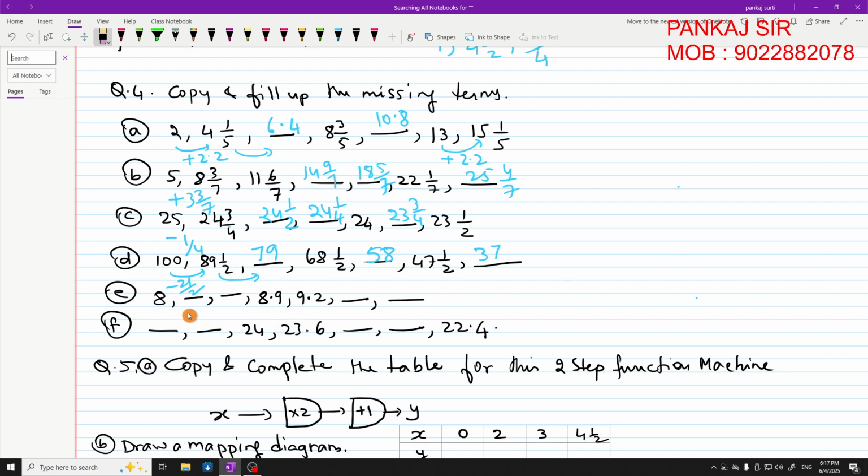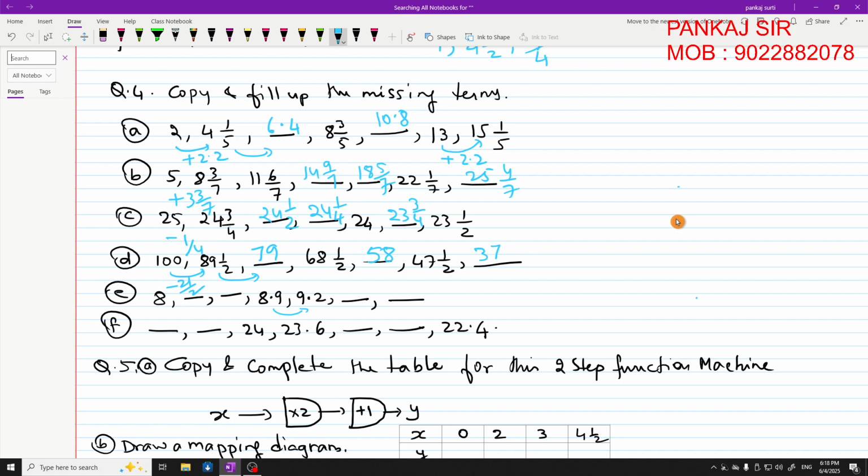Okay, coming to next. This is 8, then blank, then blank. This is 8.9 and this is 9.2. Now from term to term, what is happening? Let us see. From 8.9 to 9.2, what is happening? So basically what I'll do, 9.2 minus 8.9 I will do.